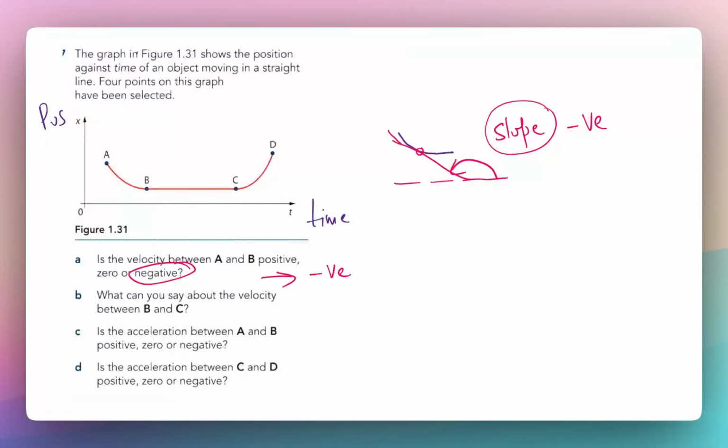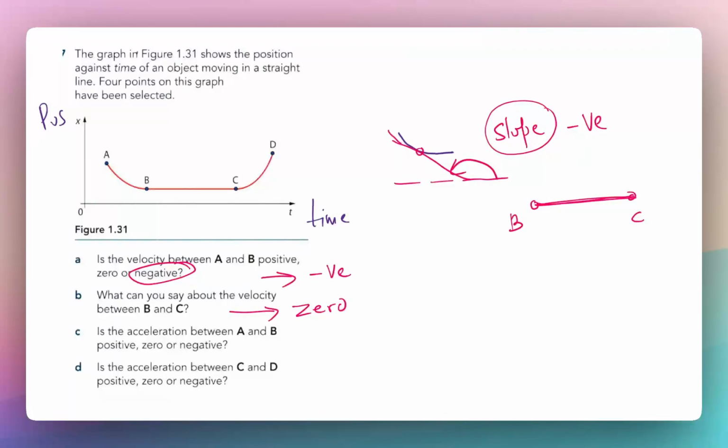What can we say about the velocity between B and C? Between B and C, as you can see, the position-time graph is flat, which means the velocity is not changing, or it has a zero slope, which means the velocity between B and C is actually zero.